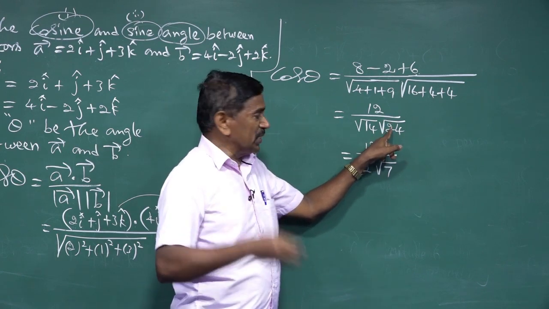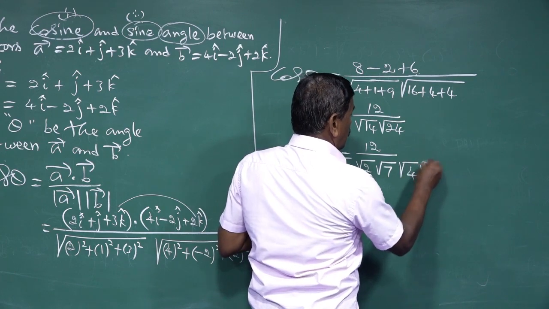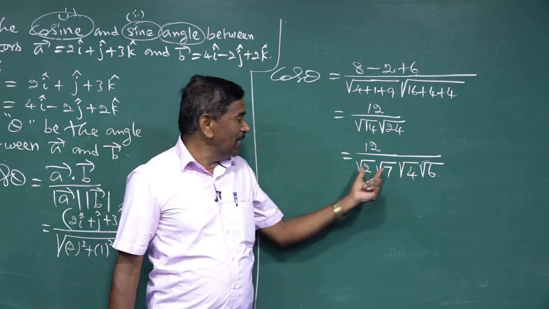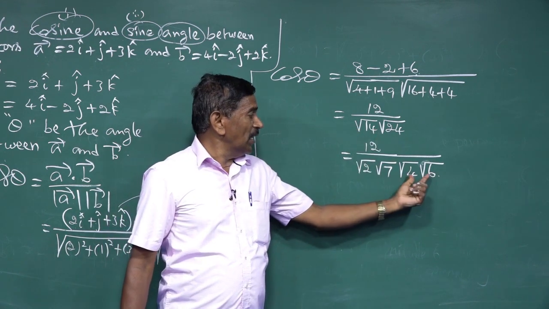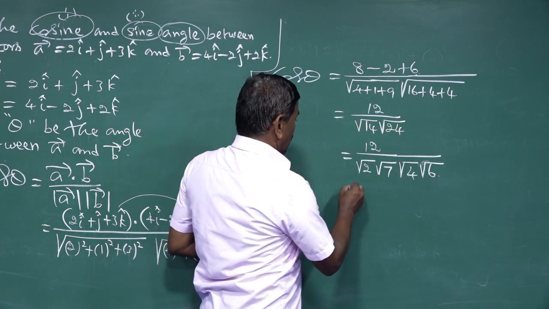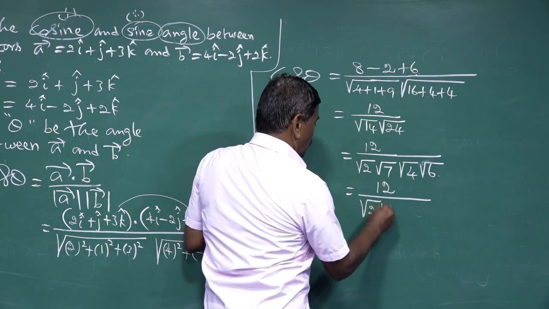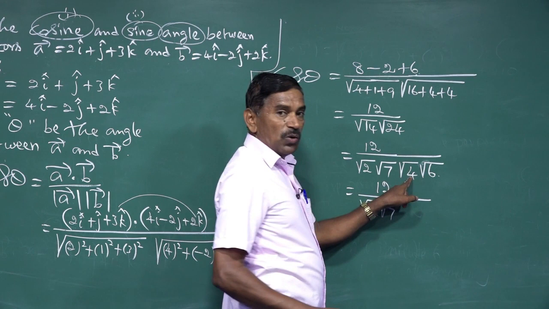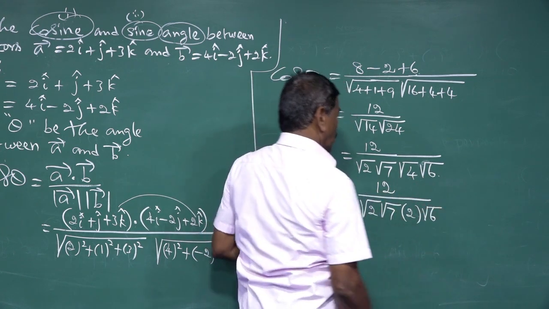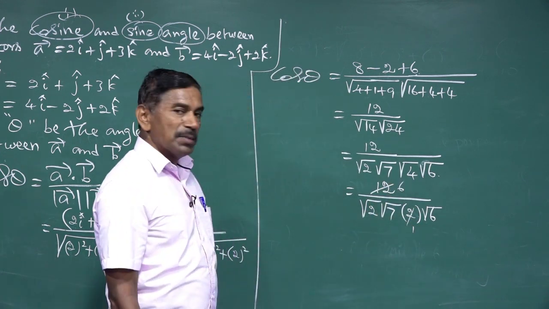Root 4 into root 6. Further simplification, that is how to verify your answer. 2 7s are 14, root 14. Here, 4 6s are 24. Now your answer is very good, which is equal to 12 divided by, in the denominator, root 2 into root 7, and root 4 is equal to 2, so into 2 into root 6. Simplification: 1 2 is 2, 6 2s are 12. One can simplify like that.